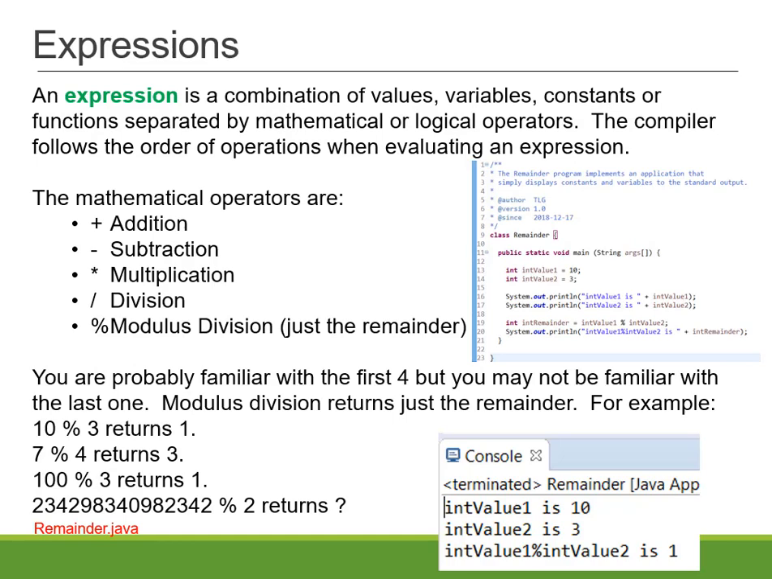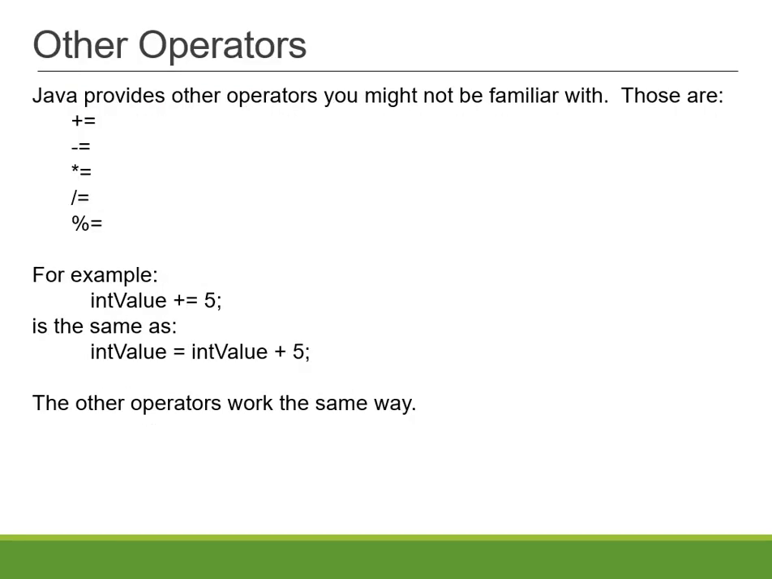An expression is a combination of values, variables, constants, or functions separated by mathematical or logical operators. The mathematical operators are shown here, and the compiler follows the order of operations when it processes this. Here are other operators: the plus equals, the minus equals, etc. You may have also seen plus plus and minus minus operators. I recommend against using those. I'll explain that later in the semester.